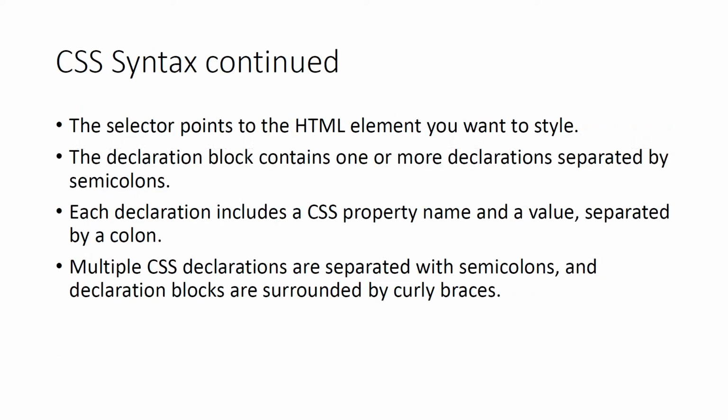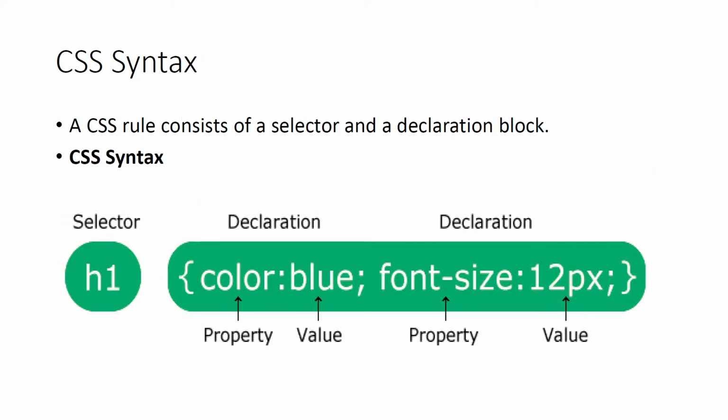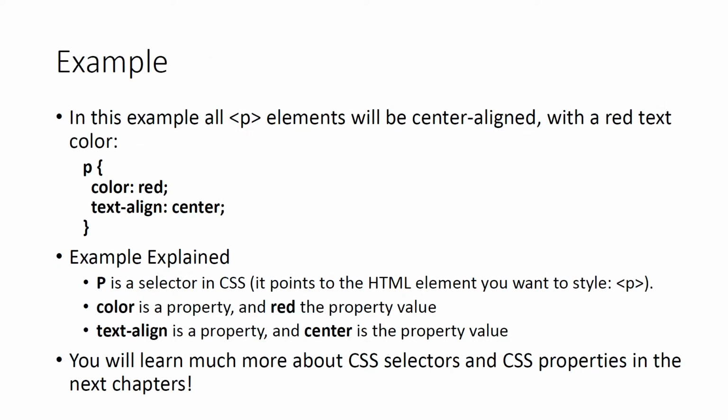The declaration block appears between the opening and the closing curly bracket. Here is where we apply the different declarations. And if you look here, we have two declarations. We have the first declaration for the color and then the value red. Then we have the second declaration for the text align and then the value center.